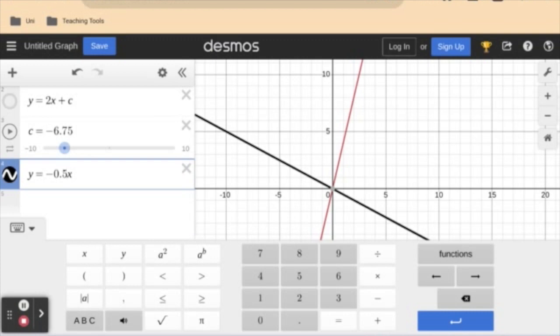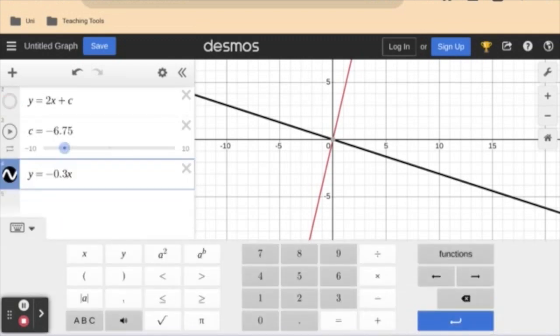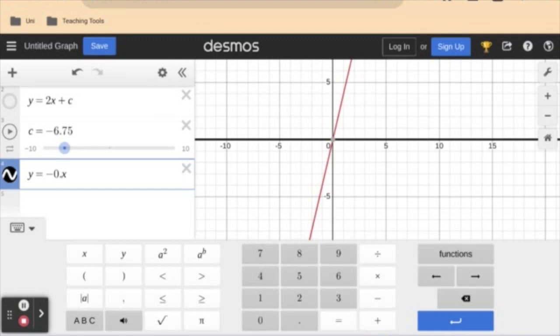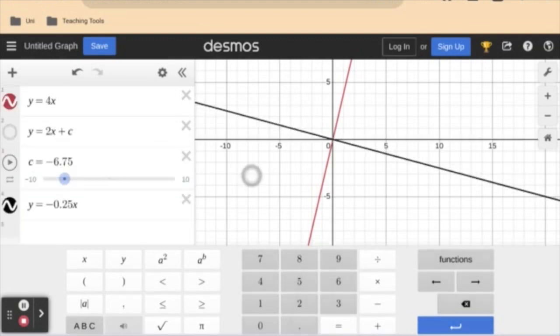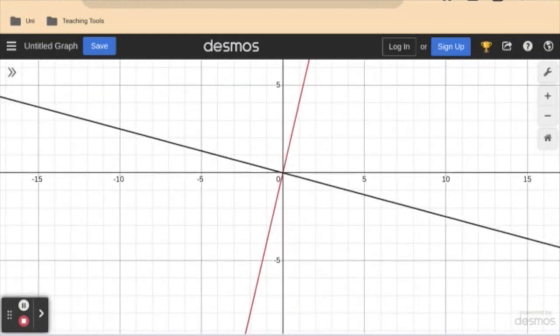So, okay, we'll try 0.5. What if we did, for example, 0.3? Okay, it's looking a bit better, but if you angle your head tilted over, you can see this still isn't quite 90 degrees. So what if I try 0.25? Okay, now we're talking. If you tilt your head across, you'll see that my black line is perfectly perpendicular to my red one.